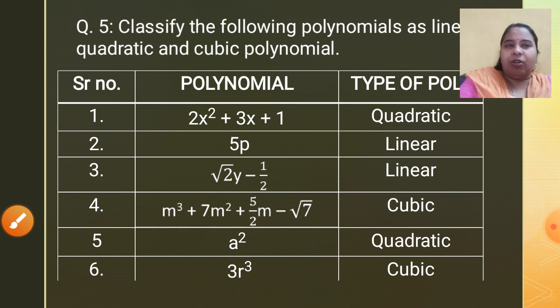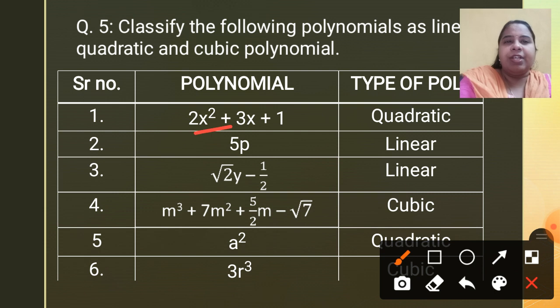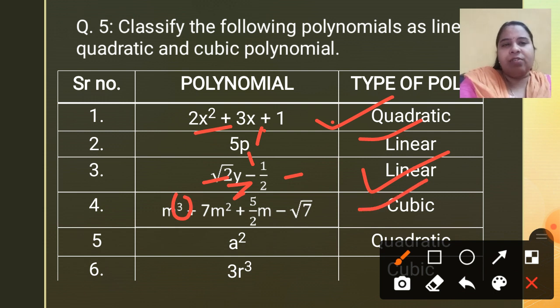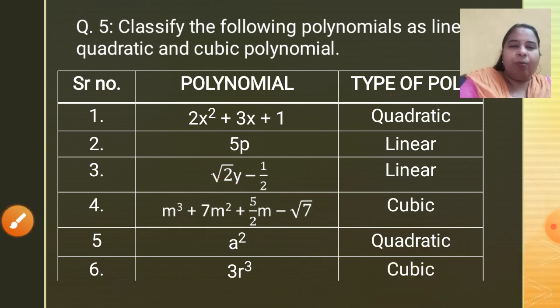You can also write this sum in a tabular column like this. The first one, 2x square plus 3x plus 1. What is the degree? 2. So it's a quadratic. 5p. P is raised to 1. Yes, nothing written means 1. What is the degree? 1. So it is linear. Square root of 2 y minus 1 upon 2. Now we are concerned only about this y. Let this be root 2 and let this be half, no problem. It's y written here and y is raised to 1. Therefore it is linear. See the next one. Highest degree is 3. Therefore it is cubic. Next one, 2. So quadratic. And the last one, 3. So again cubic. I hope all these sums are clear.